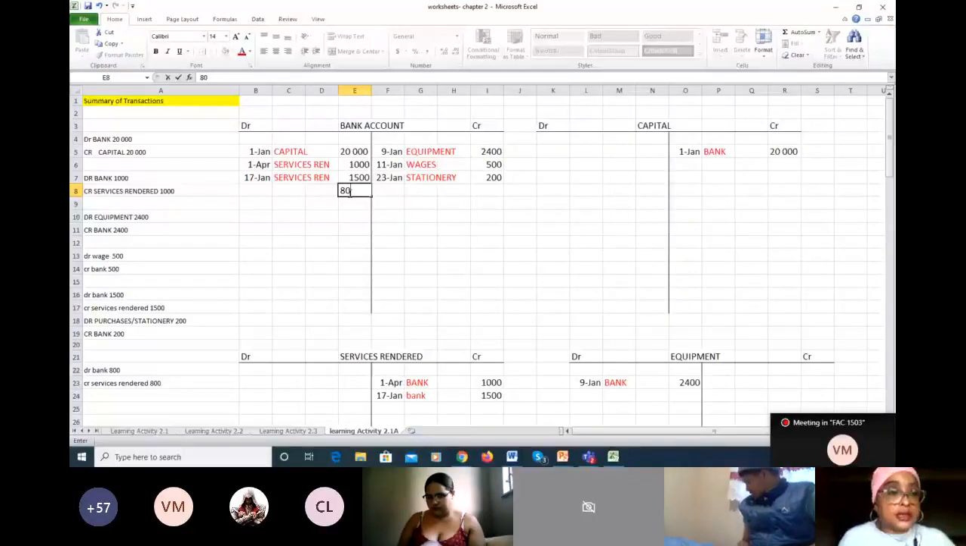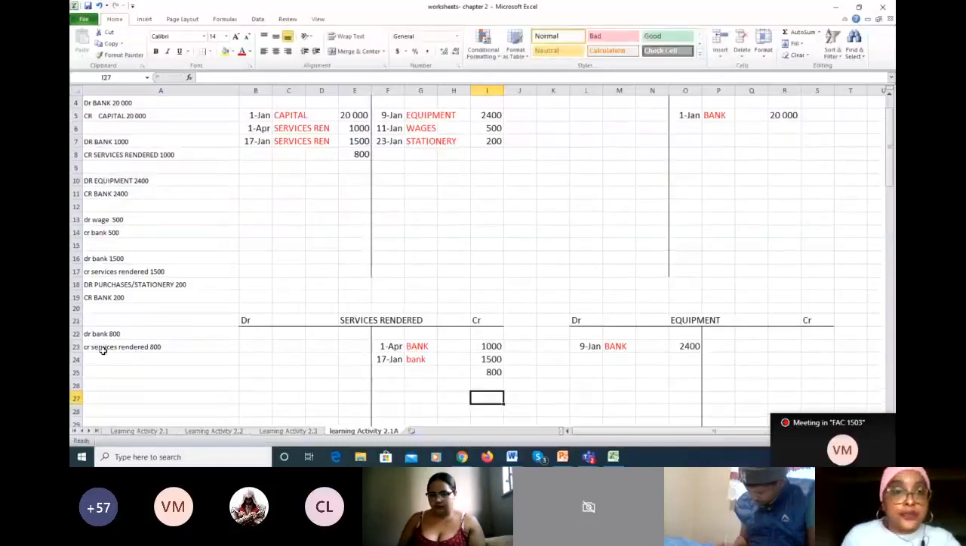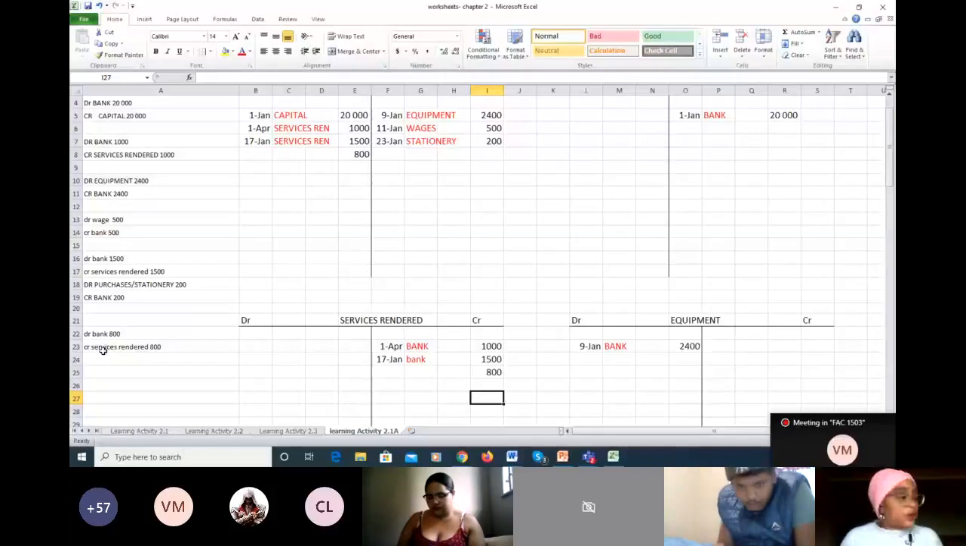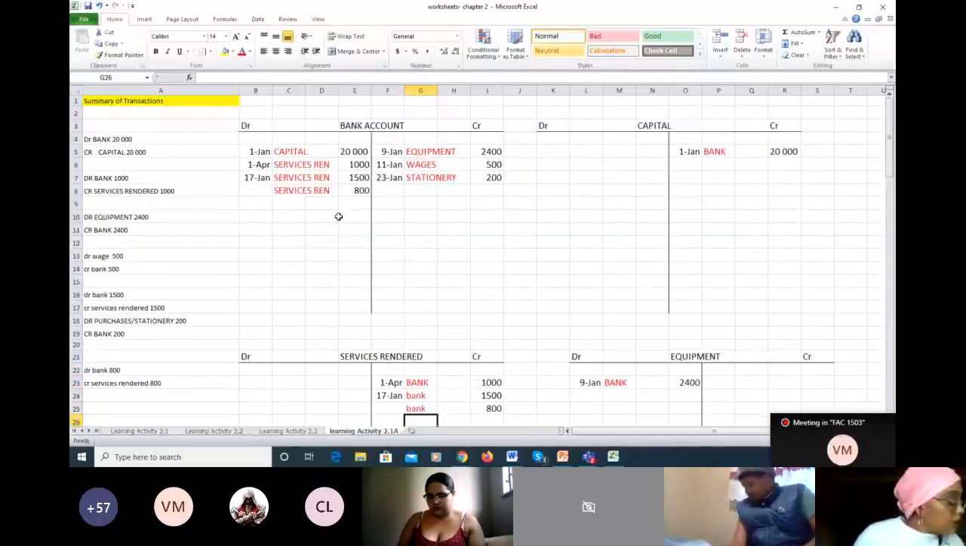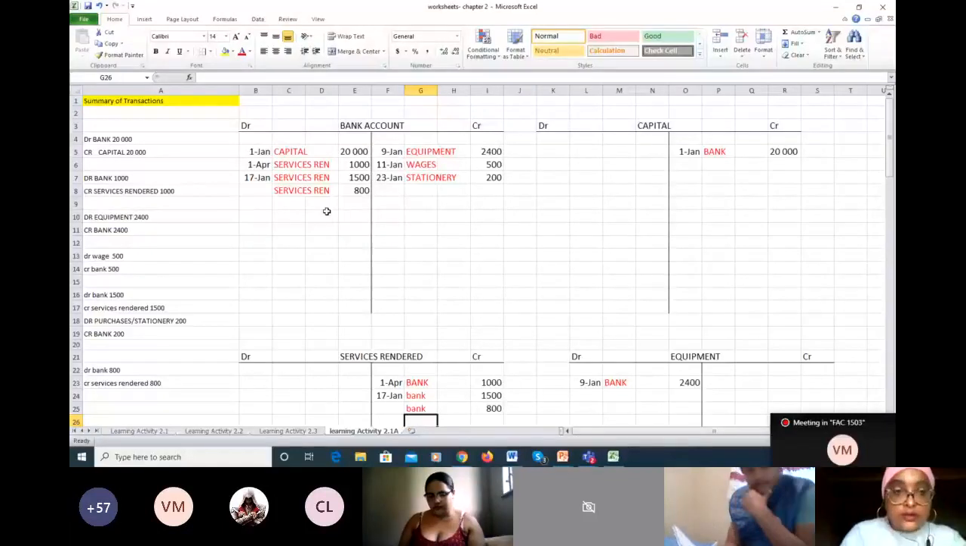Remember the golden trick? We switch the two accounts around, and I go services rendered, and here I go bank. So if you look at my bank account now, I can see all the money that I paid out and all the money that I'm getting in. Then the last one, I'm going to put a date there, the 27th of January.